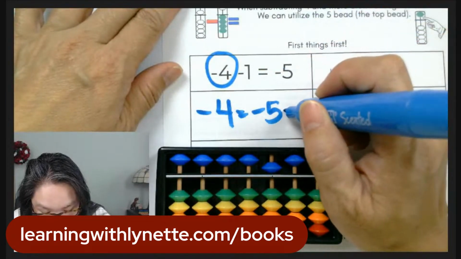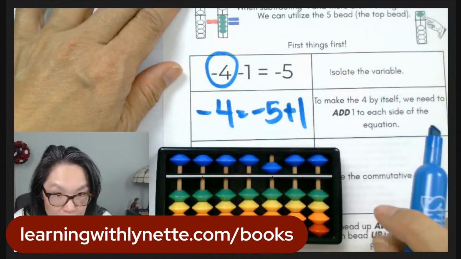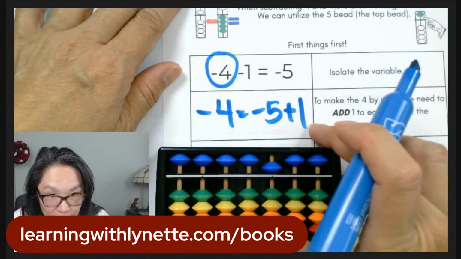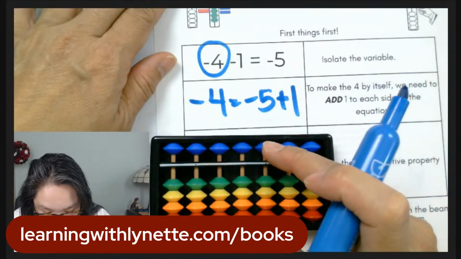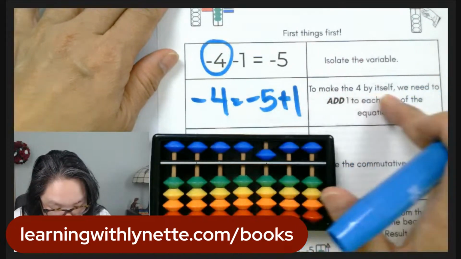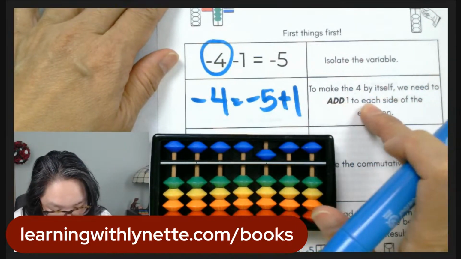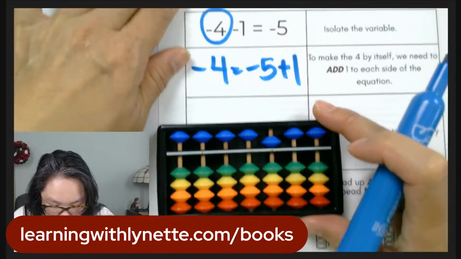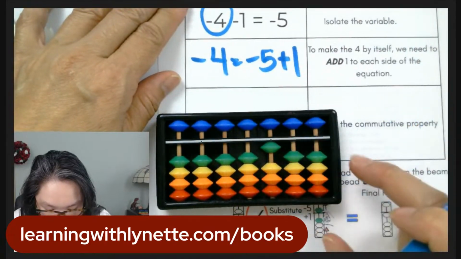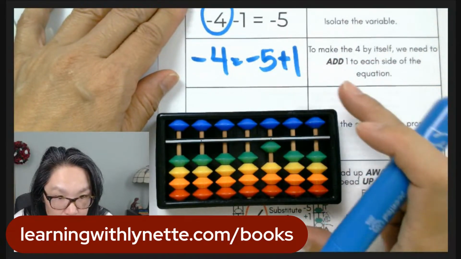So again, look at the pattern. The pattern is right there for us. We have minus the 4 is equal to minus the 5 plus the 1. When we minus the 5, we just follow the directions, because what are we trying to do? We're trying to make the 4 by itself. We need to add 1 on each side. So when we minus the 5 and plus the 1, my final answer is 1.